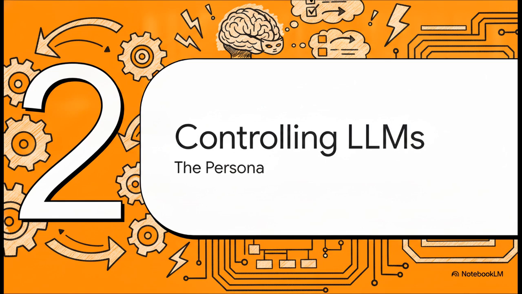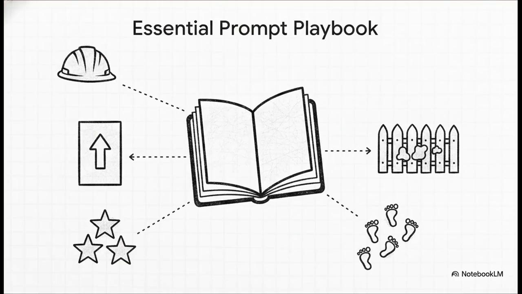Moving right along to Section 2, controlling LLMs with prompts. This is where we give the brain its persona. Now, some folks out there think prompt engineering is just a buzzword, but the reality is the exact opposite. Prompt engineering is literally how you make these agents predictable and productive. By following an essential prompt playbook, you give that brain a specific persona, steering the LLM toward reliable on-spec output and avoiding those super common pitfalls, like getting wild variable formatting.